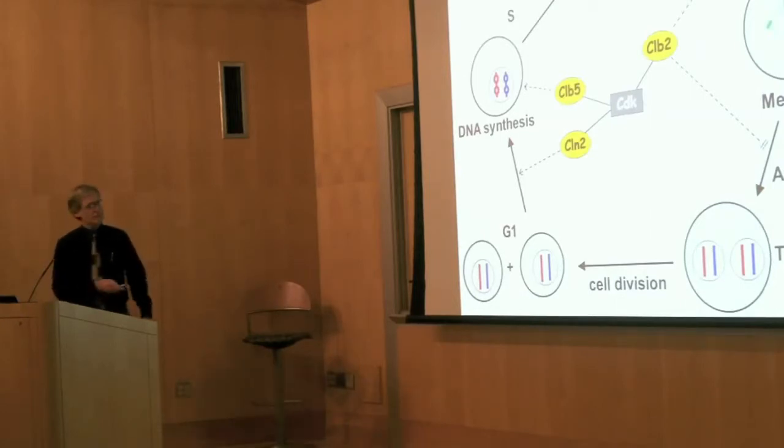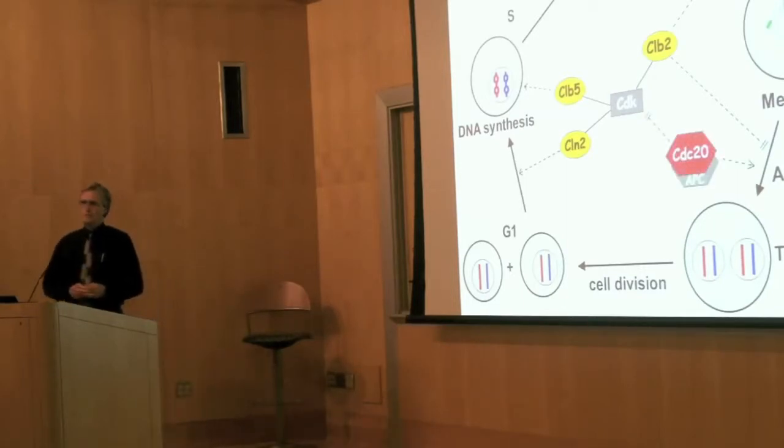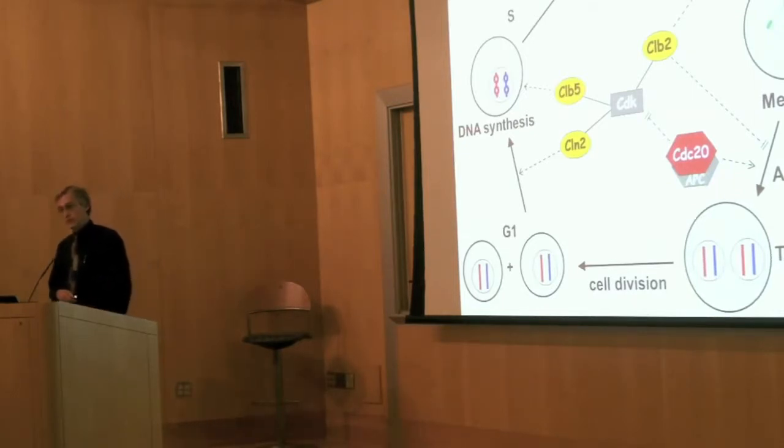In order to exit from mitosis and return to G1, we need a different suite of players. The first one you need to know is a protein called Cdc20, which is a regulatory protein that regulates a machine called the APC, the Anaphase Promoting Complex.